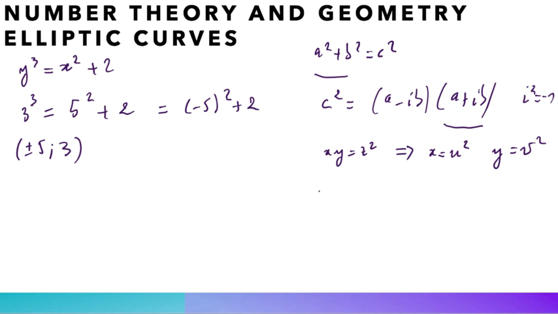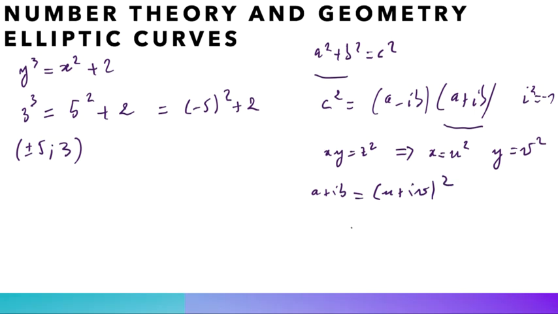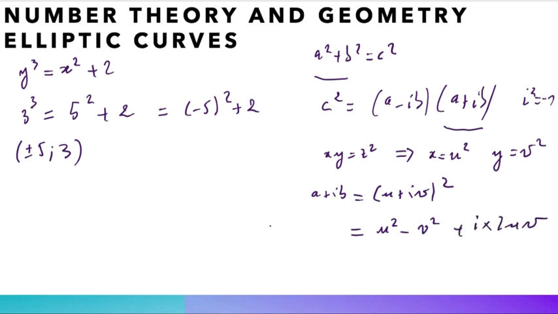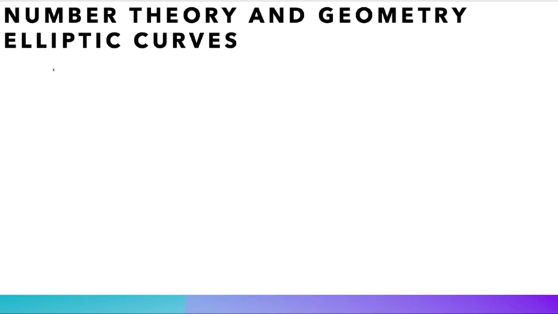In particular, this means that a plus ib and a minus ib are both squares of numbers of this form. For instance, one can write a plus ib equals a certain u plus iv all squared. After development, one finds that this is equal to u squared minus v squared plus i times 2uv. Let me write this latter equation down again. One gets that a plus ib equals u plus iv all squared, which is equal to u squared minus v squared plus i times 2uv.